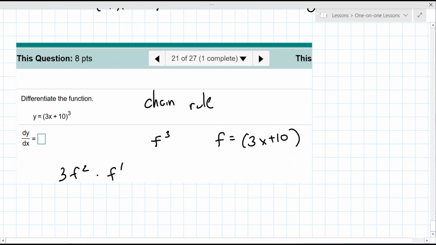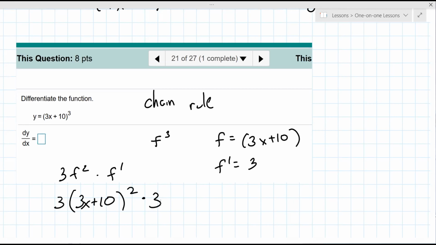Okay. So the derivative of f is, over here on the right, what's the derivative of f? The derivative of f would just be 3. So we just start filling it in. F is 3x plus 10 squared, and f prime is 3. You could multiply this 3 and this 3. It's up to you.